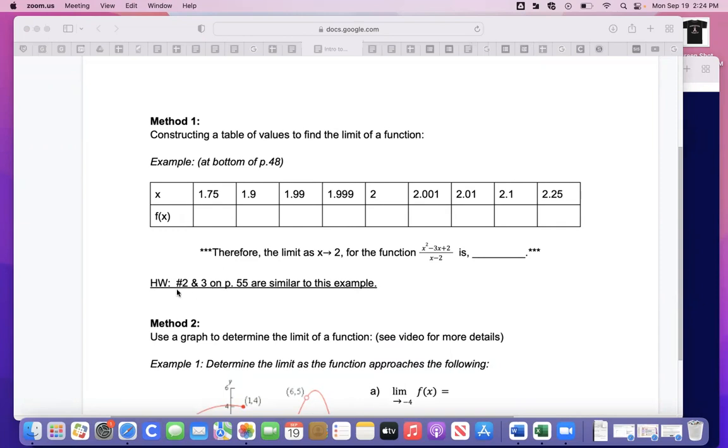You are going to have 2 problems like this on your homework, which is on page 55, numbers 2 and 3. So I'm going to show you how to do one like this, and then also how to answer the question. Right here tells you how to actually answer the question and finish the statement.